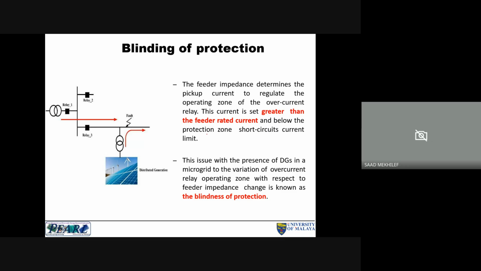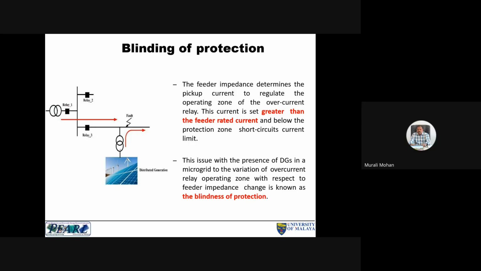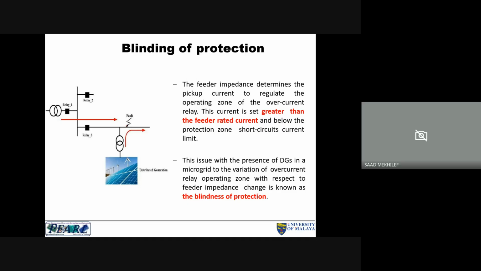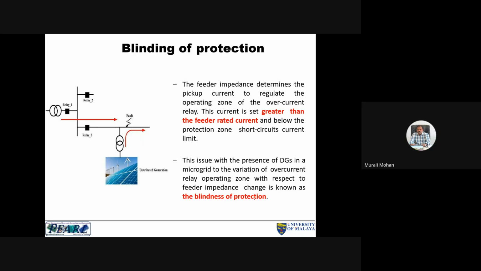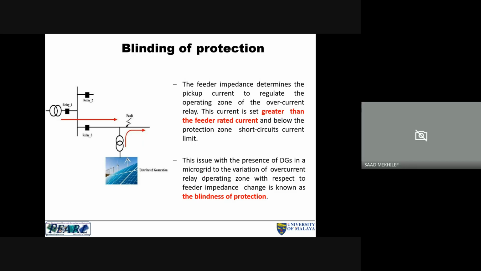Blinding of protection: if you look here, we have transformers, the relays, and the distributed generators, and the fault happens here. The feeder impedance determines the pickup current, which is greater than the feeder rated current. The relay operating zone changing with respect to the feeder impedance is known as blindness of protection.